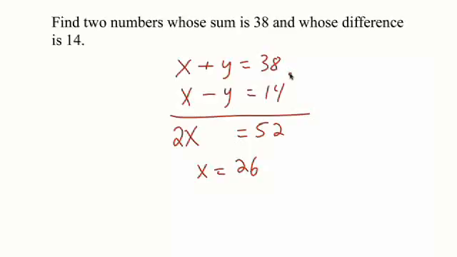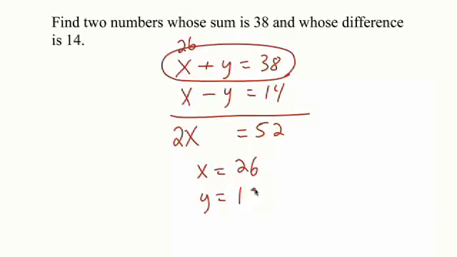And again, this equation's easier because, at least for me, it's a little easier to work with addition. If x is 26, I know 26 plus y should equal 38. To get to 38, I would have to add 12 to 26. And I can always also check my answers now. 26 minus 12 is indeed 14. So this must be the right answer because it makes both equations true.